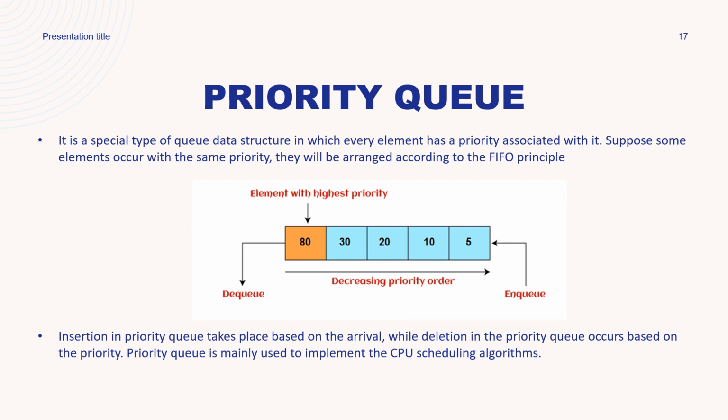Priority queue is a special type of queue data structure where each element has a particular priority. So according to that priority, we can insert or remove the element. Suppose some elements occur with the same priority, they will be arranged according to the FIFO principle. So insertion in the priority queue takes place based on the arrival, meaning at what time they are arriving, same as the FIFO principle. While deletion in the priority queue is based on the priority.